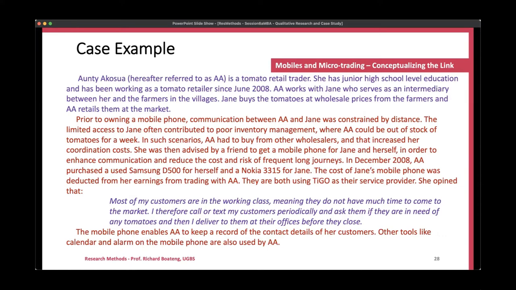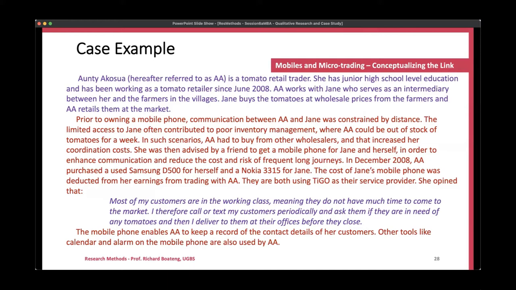Number one, what you see here is a story about Antakusia, who is a tomato retail trader. Remember, I mentioned that you can be in the market system and you can be a trader in there. Now, Antakusia, in the first paragraph referred to as AA, is a tomato retail trader. She has junior high school level education and has been working as a tomato retailer since June 2008. AA works with Jane, who serves as an intermediary between her and the markets in the villages. Then, John buys at wholesale prices from the farmers, and AA retails them at the market. Usually, this one we call a mechanical argument, telling you how AA's retail enterprise works.